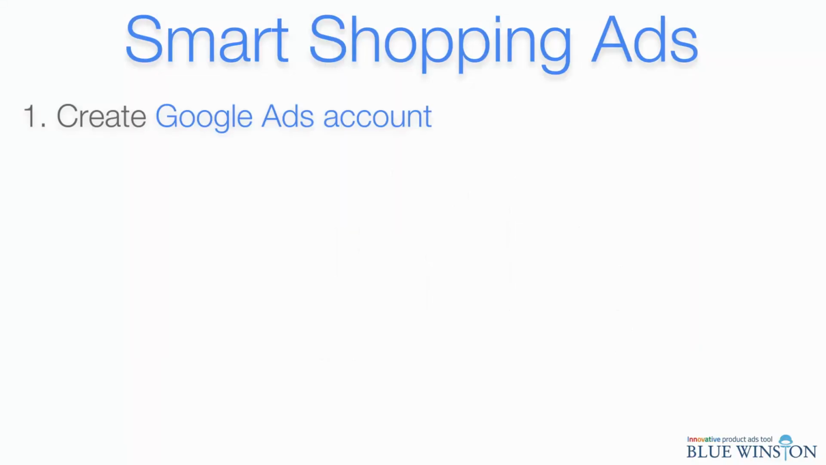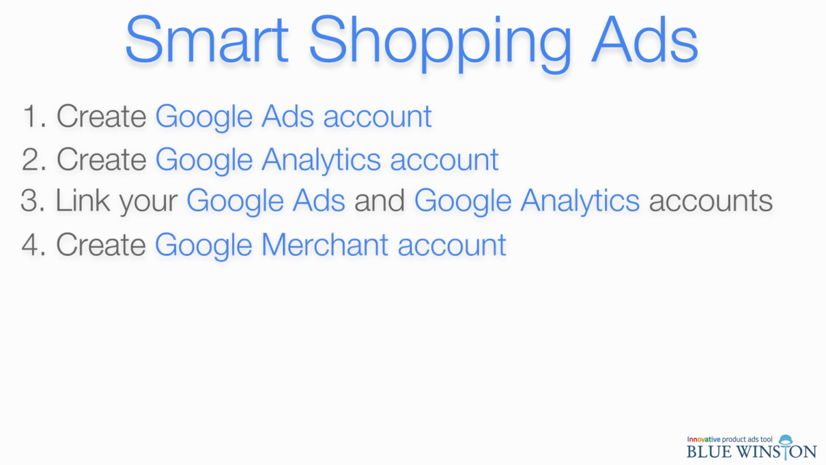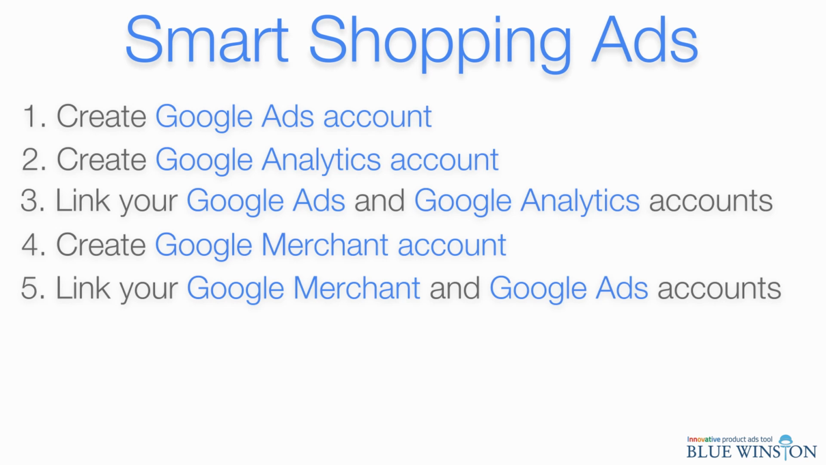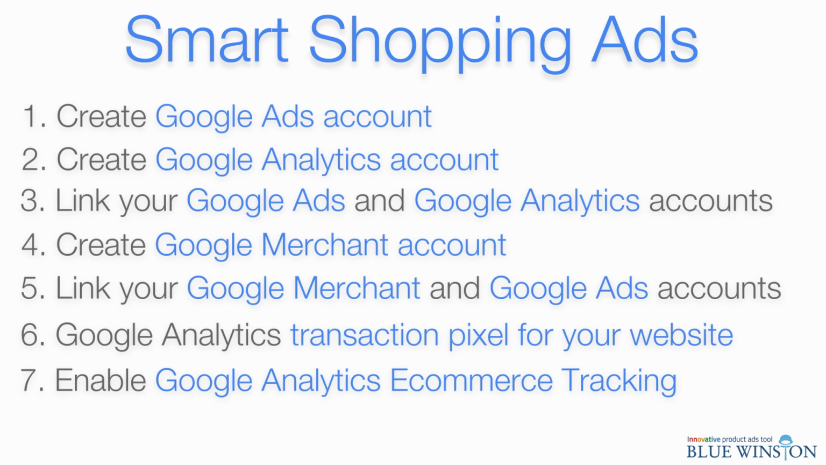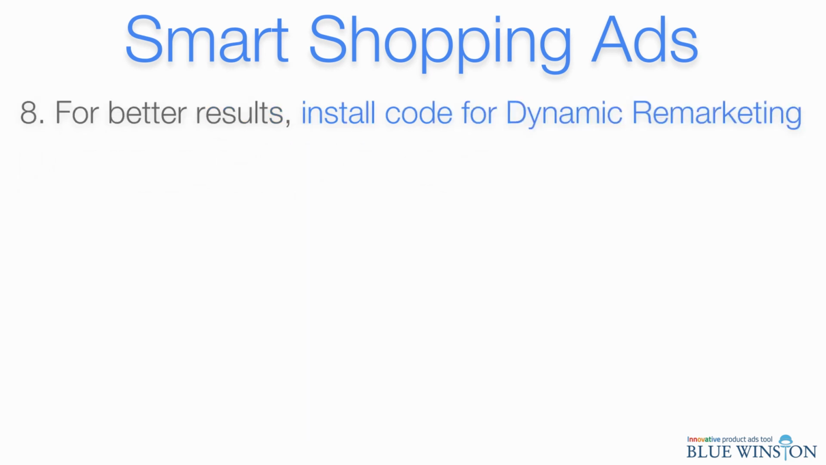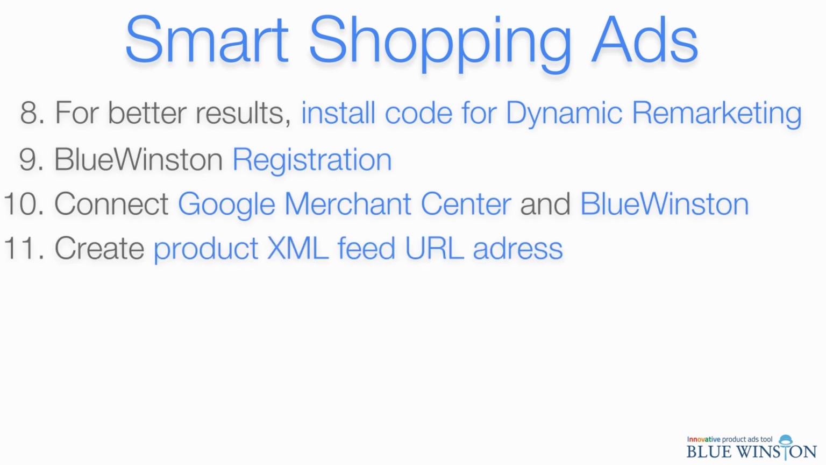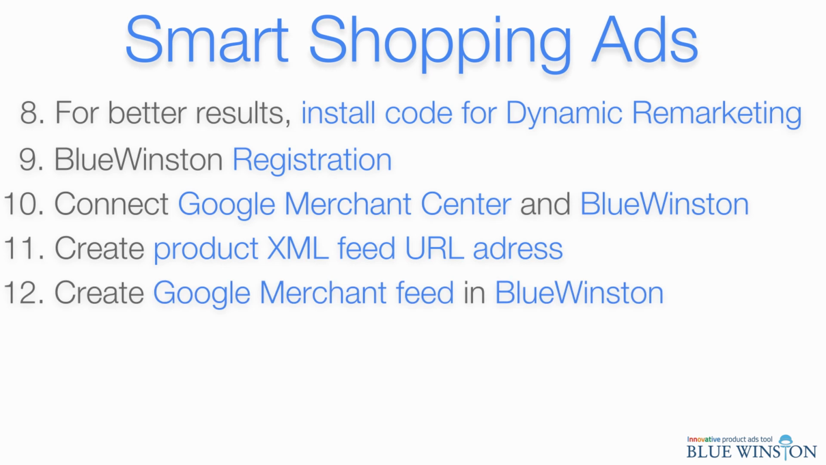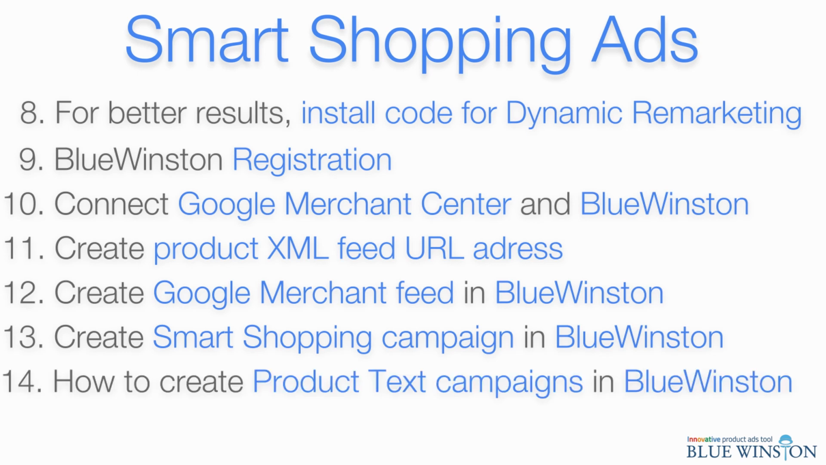Create Google Ads account, create Google Analytics account, link your Google Ads and Google Analytics accounts, create Google Merchant account, link your Google Merchant and Google Ads accounts, Google Analytics transaction pixel for your website, enable Google Analytics e-commerce tracking. If you want better results, install code for dynamic remarketing, Blue Instant registration, connect Google Merchant Center accounts to the Blue Instant, create product XML feed URL address, create Google Merchant feed in Blue Instant, create Smart Shopping campaign in Blue Instant. Optional, how to create product text campaigns in Blue Instant.